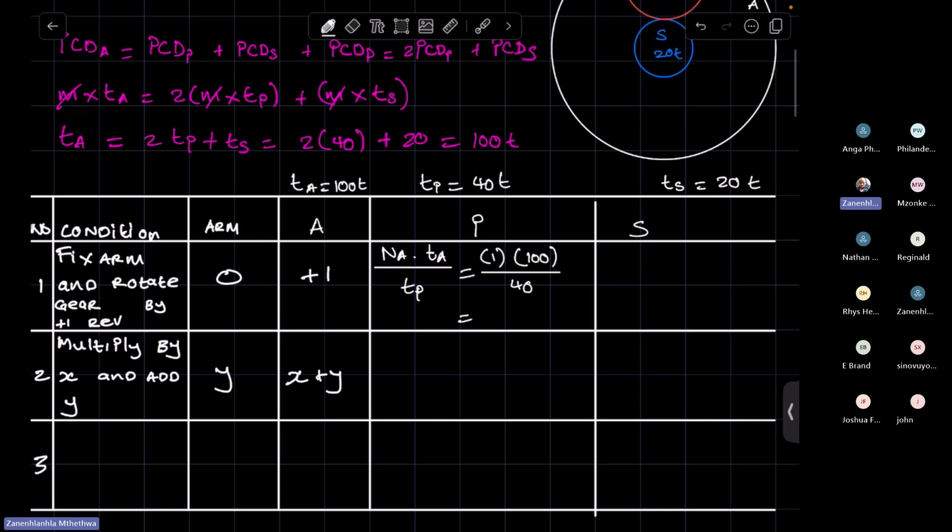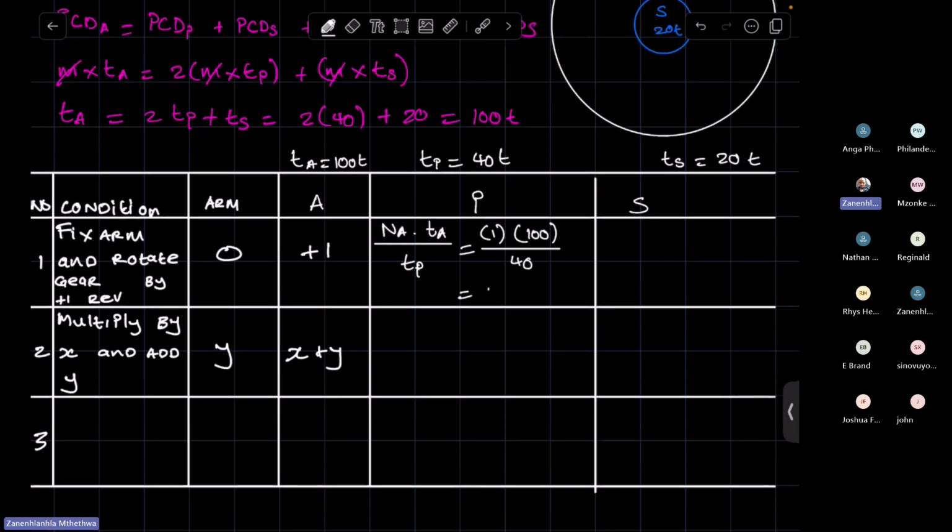Calculators, people. It's 2.5. So this is 2,5. Right? See how easy that was?